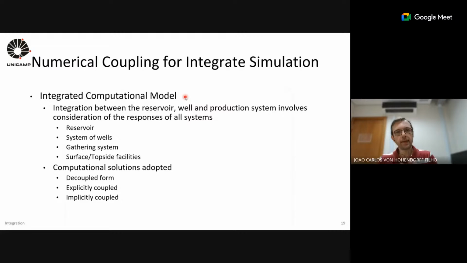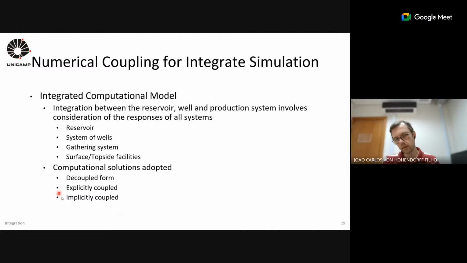We need to start with an integrated computational model. I told a bit before, it is a model that applies numerical solvers to integrate different models that describe the reservoir, the well, and the production system, and we want to obtain the answers for all the system together: reservoir, wells, gathering system, topside facilities. And what you will verify is what is available for us in terms of numerical solutions in the market.